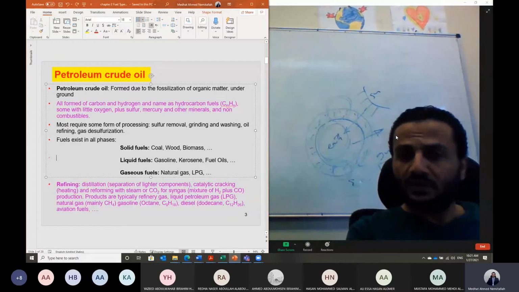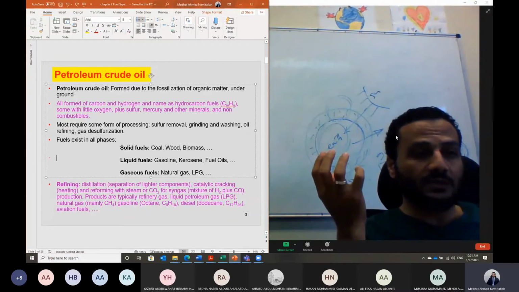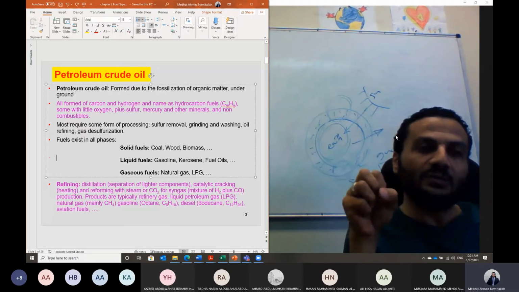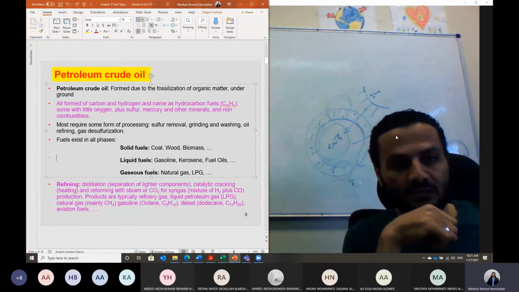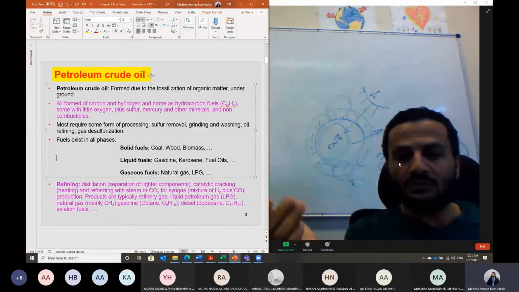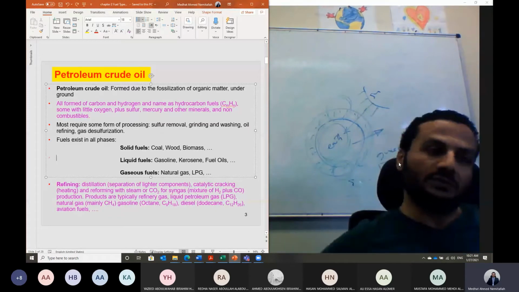We have three different carbon capture technologies. We need to take the carbon dioxide resulting from the combustion process, capture it, and prevent it from being released to the atmosphere. One of the main carbon capture technologies is oxy-combustion.